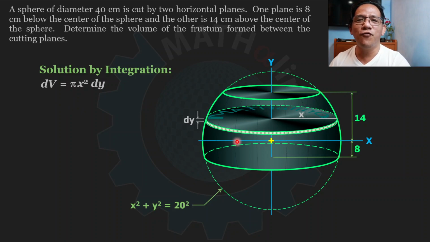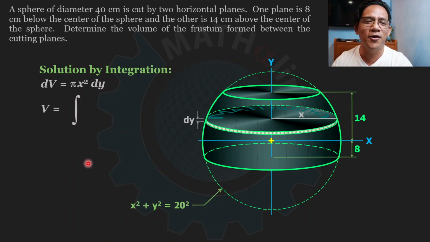How to find the total volume? Let us sum up all the differential elements from this point up to that point. This differential element will sweep this volume upwards, so that after integration you can get the total volume. We are summing up differential elements, pi x squared dy.